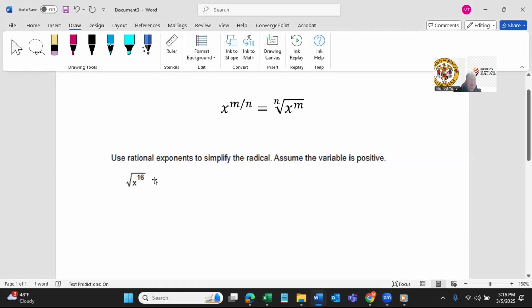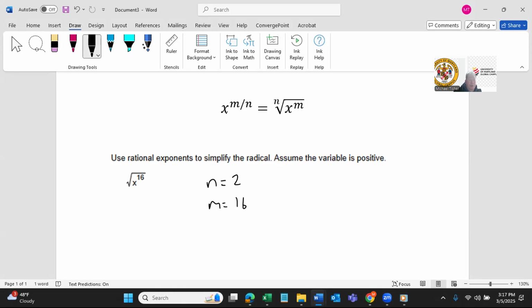So to do this one, notice that there's no n in this case. And by the way, n is called an index. Notice that this radical has no index, so it's understood to be a 2. So n is equal to 2. And here we have that m is the exponent, which is 16, and x is just x as in the formula.